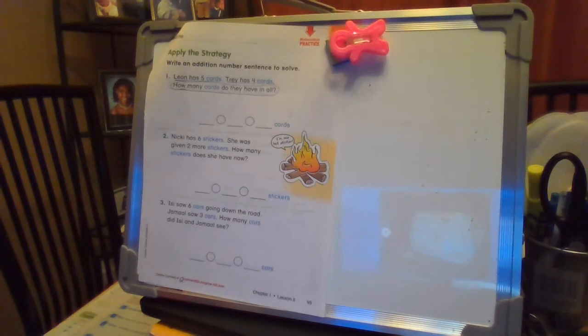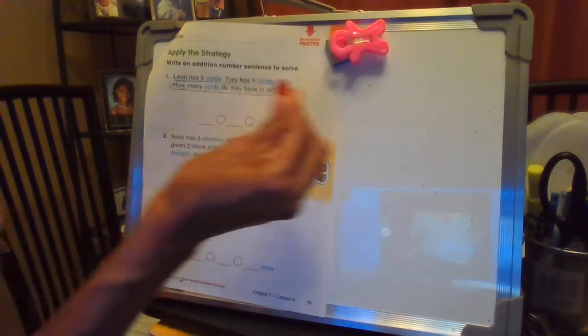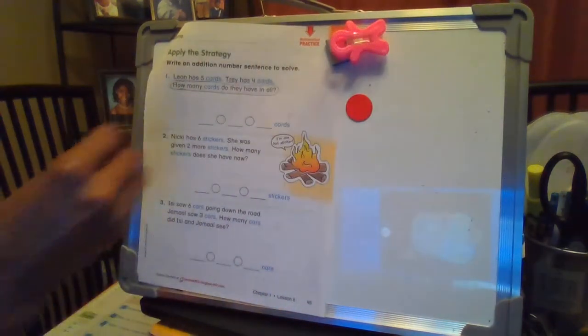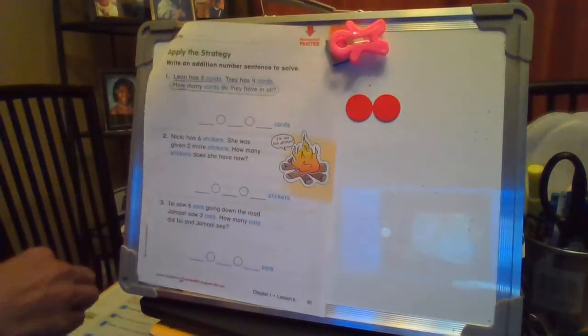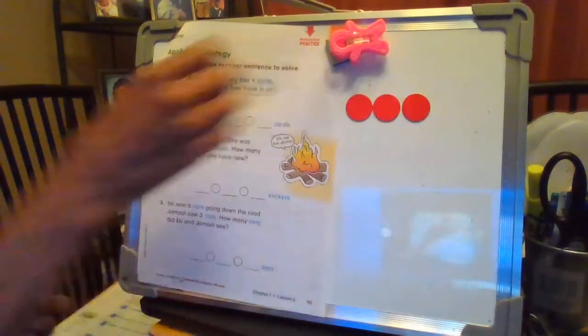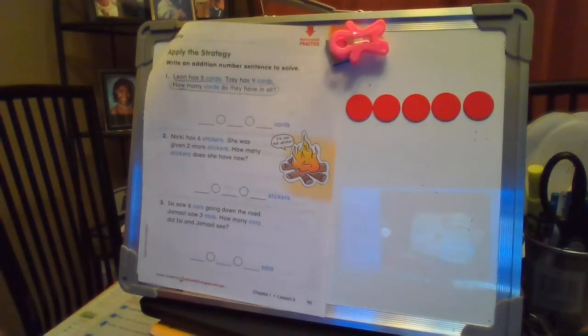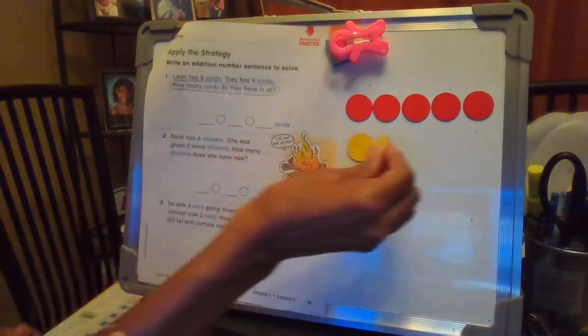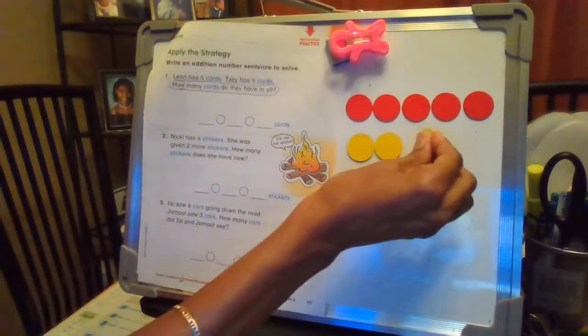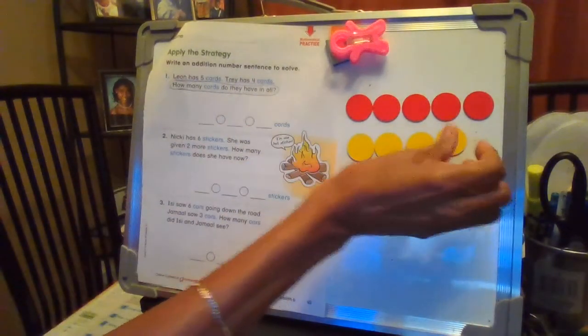So I'm going to use my red counter for the 5 cards that Leon has. 1, 2, 3, 4, 5. And you can use your connecting cubes. Then I'm going to use my yellow counters to show Trey has 4 cards. 1, 2, 3, and 4.